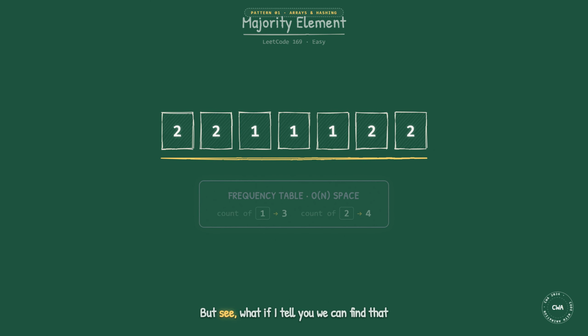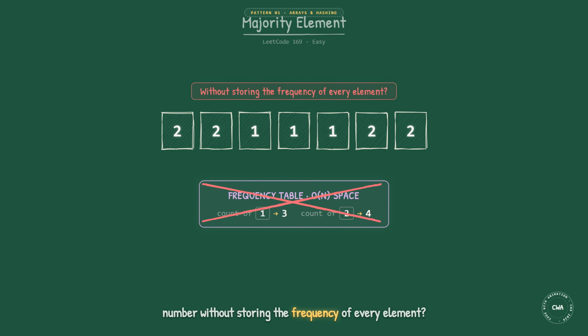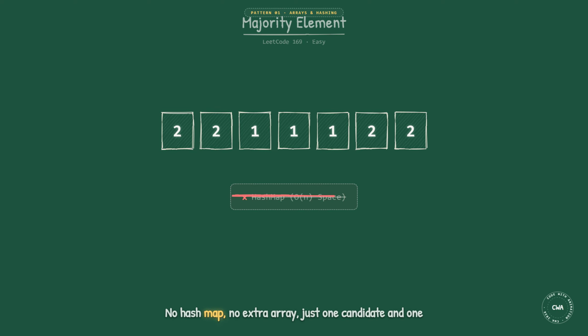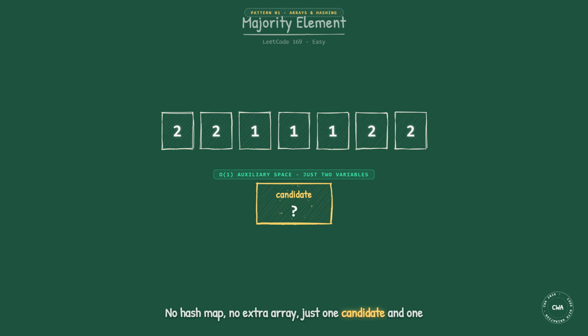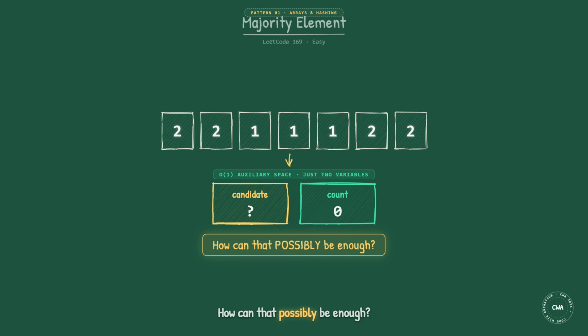But see, what if I tell you we can find that number without storing the frequency of every element? No hash map, no extra array, just one candidate and one count. How can that possibly be enough?